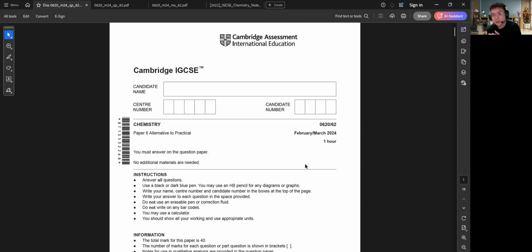Okay, so today we are looking at paper 6, alternative to practical for chemistry, February-March 2024. So the time limit is 1 hour, so we will try our best to finish this paper in 1 hour. Let's see how we do.